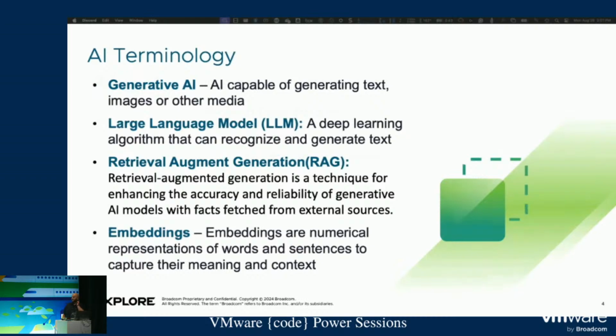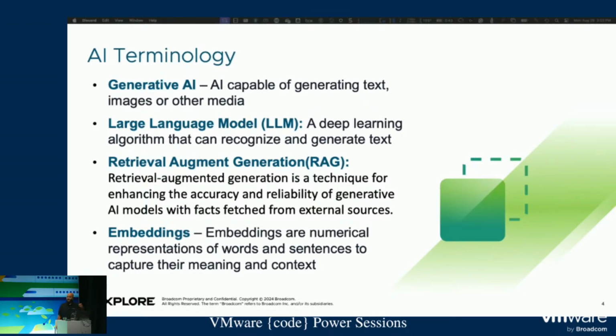But just some quick terminology here. Generative AI, hopefully you know what that is, but it's things like ChatGPT that are capable of generating text, images, basically everything under the sun now. Large language models, LLMs, power those generative AI systems.